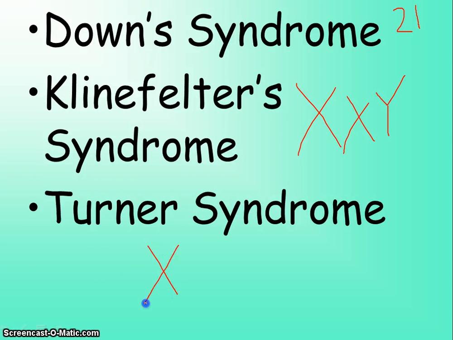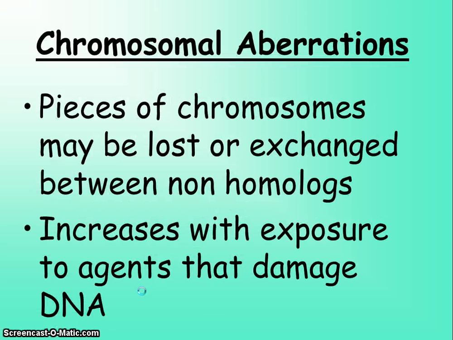Turner syndrome is a case of monosomy, and we write this XO because they are missing the X or the Y. They are female, because they don't have the Y, but they are very manly in characteristics. Chromosomal aberrations are pieces of chromosomes that can be lost or exchanged between non-homologs.